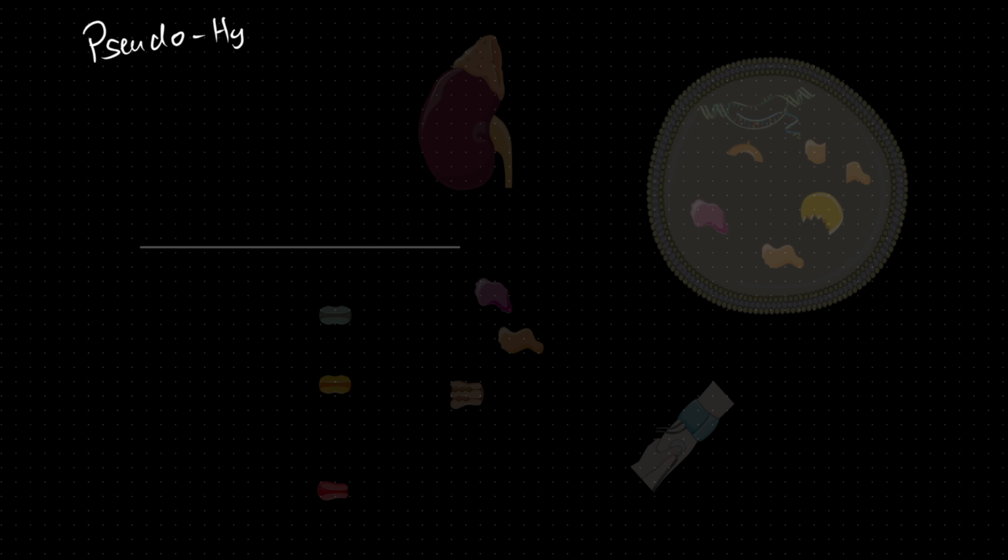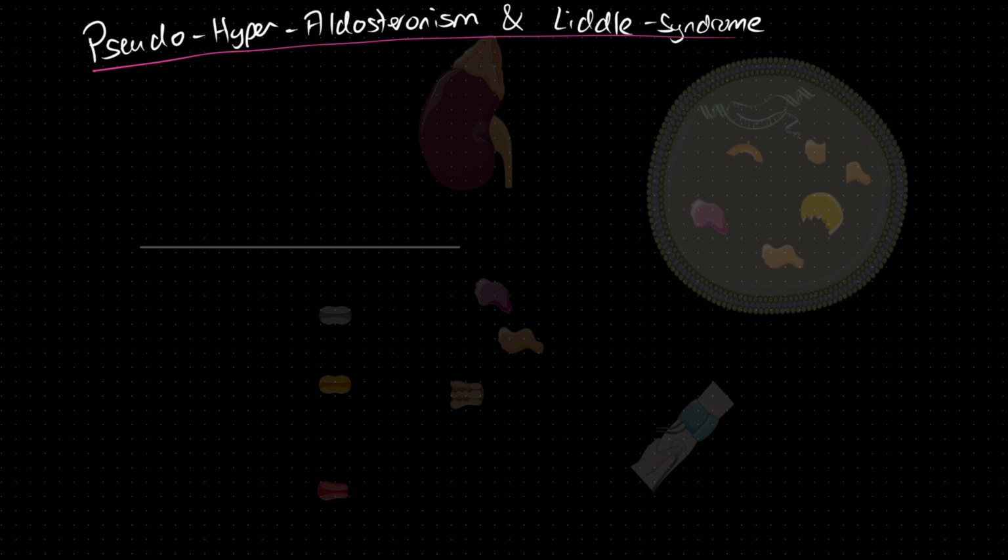Hi, let's talk about pseudo-hyperaldosteronism. What is pseudo-hyperaldosteronism in one sentence? It's a condition where the effects of aldosterone are present without aldosterone actually causing them. So it looks like primary hyperaldosteronism, where aldosterone would be very high, but aldosterone is actually low in this condition.